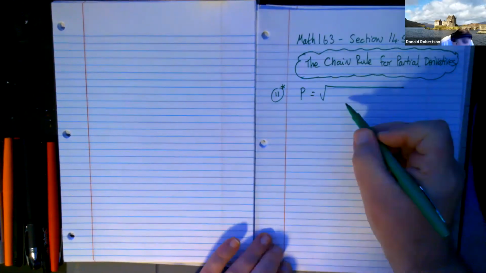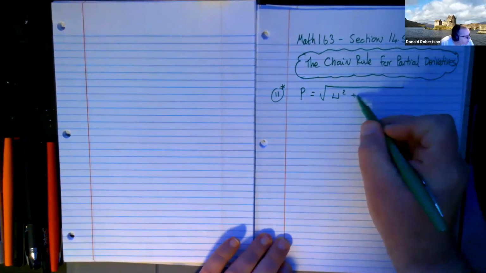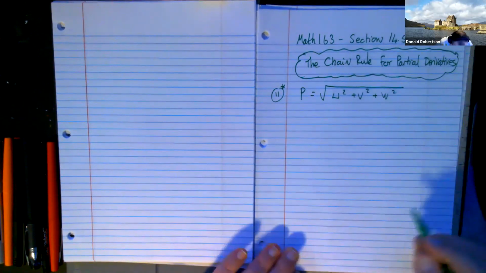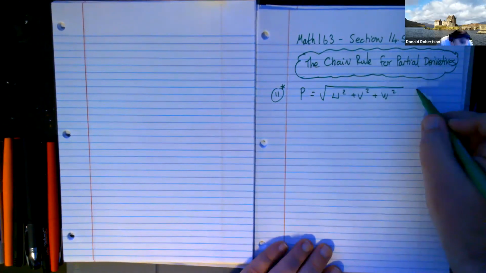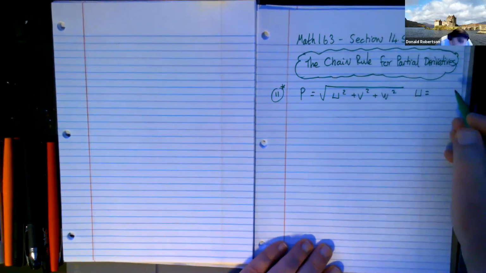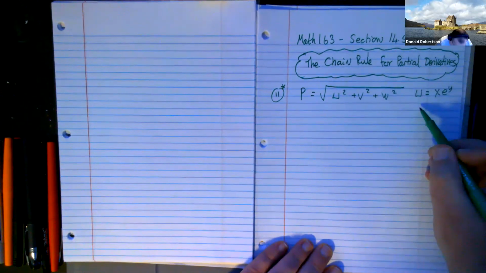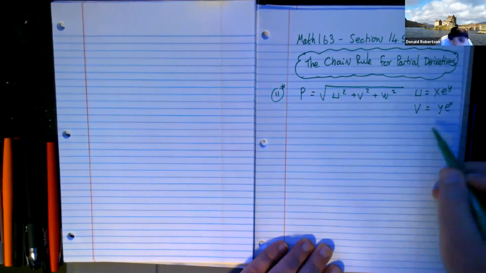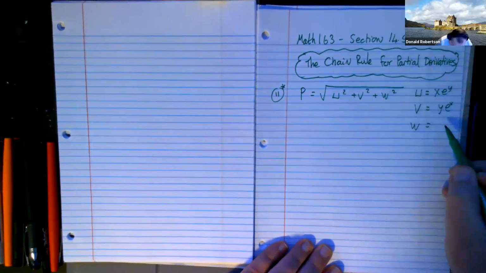So we have P equals the square root of u squared plus v squared plus w squared. And u is a function of x and y, which is kind of interesting. They kind of switch places here. The variable v is a function of x and y, and the variable w is also a function of x and y.